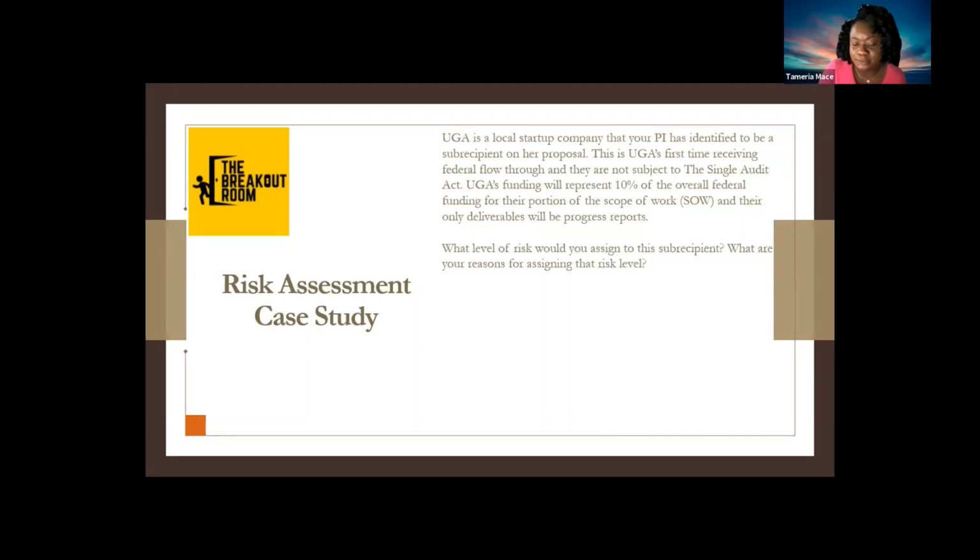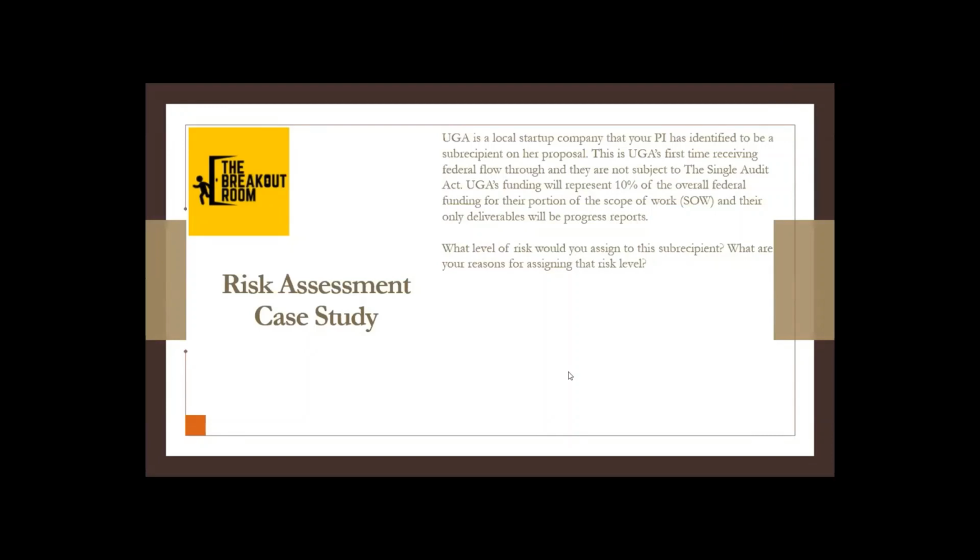We do not go into agreements... We won't not do business with you just because we feel like you're a high risk. What we will do is add terms and conditions and structure your subaward agreement to lessen and mitigate that risk. So all excellent, wonderful responses. We have another question to Maria.